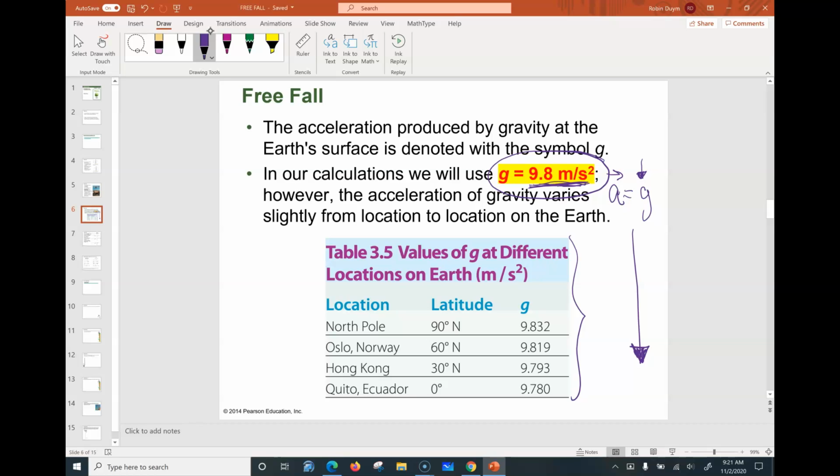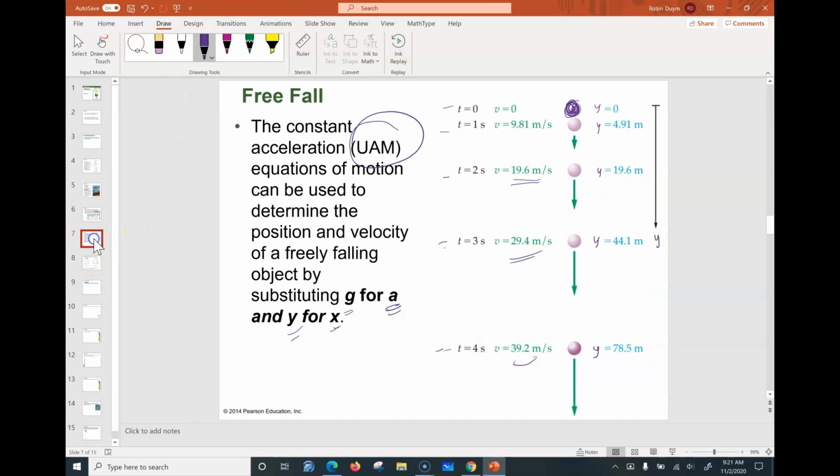Now we also know that it's a vector, and we know that it's always pointed downward. And so for our class, little g will always be negative. So we can always have a negative in there because we're always going to choose down as negative and up as positive. Okay, so that should definitely go in your notebook as well.